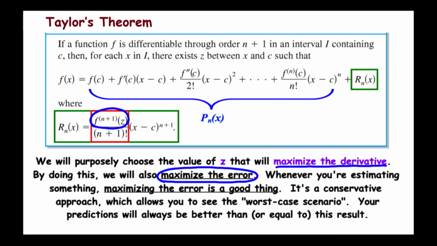I want to maximize the derivative, which in turn will maximize the error, which is the exact opposite of everything you'd ever want to do in a science lab. But I want to do that here. Here, in this case, maximizing the error is a positive thing. It's a good thing. And I wrote, it's a conservative approach which allows you to see the worst case scenario. Let me put this into an analogy for you guys, and this is true.